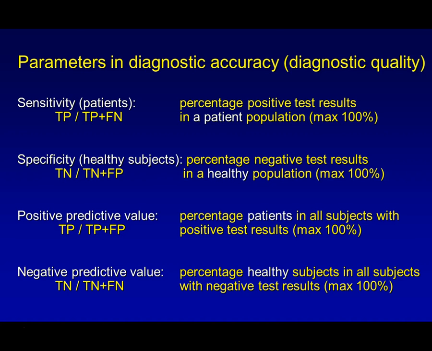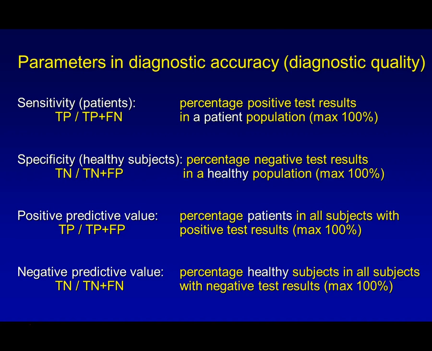When a test is applied by, for example, a GP or an internal medicine doctor, he would like to know whether a positive test indeed means a 100% chance of being diseased. For this we use the positive predictive value, which is the percentage of patients among all subjects with a positive test result, which we would like to be 100%. In other words, it's the proportion of true positives divided by the true positives plus the false positives.